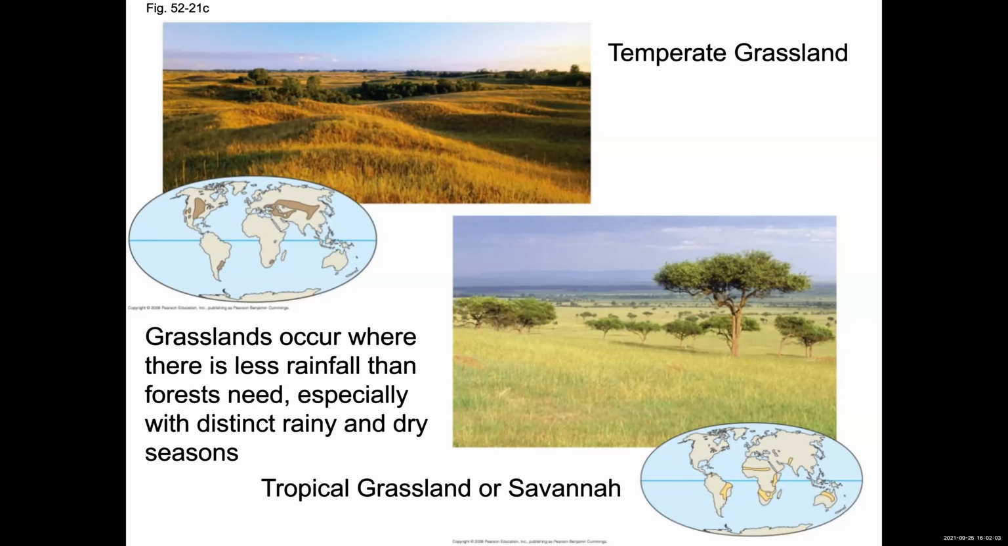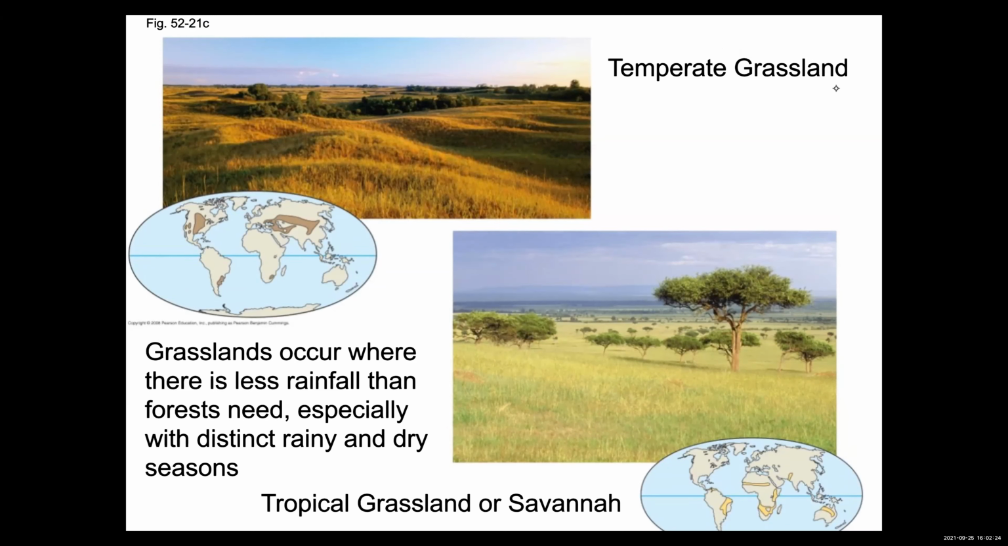Grasslands are going to occur where there's less rainfall, but especially also where there's a big seasonal difference. And if they're warmer, in tropical areas, they're going to be grassland called savanna. So when you're looking at some nature show about Africa and they say, oh, look, there's the lions out there on the savanna, that's just a fancy name for tropical grassland. It may have scattered trees.